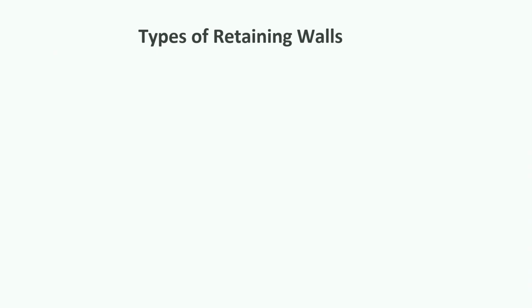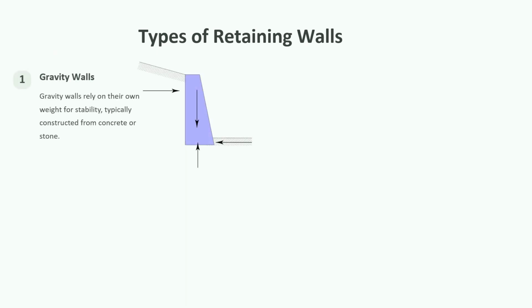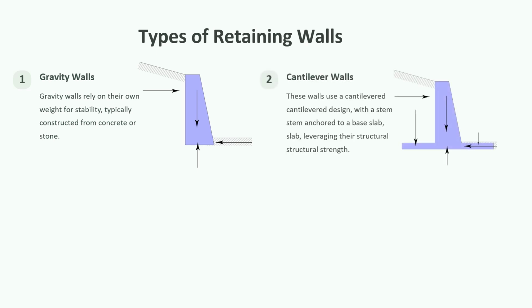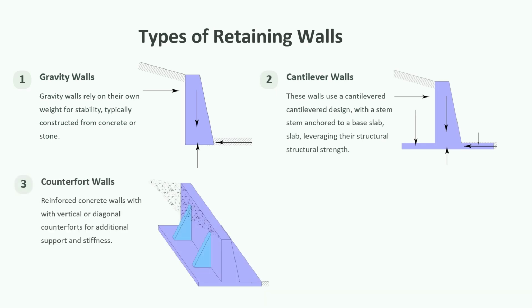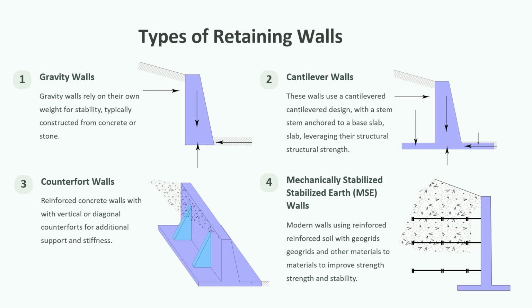For example, a gravity wall relies entirely on its own weight to resist the pressure from the soil. On the other hand, a cantilever wall uses reinforced concrete and a slab foundation to counteract the forces acting on it. Counterfort walls are similar to cantilever walls but include additional support for handling larger loads. Mechanically stabilized earth walls, or MSE walls, use soil reinforcement techniques to increase stability. Each type has its own set of applications and design challenges, which we'll explore in more detail in later discussions.